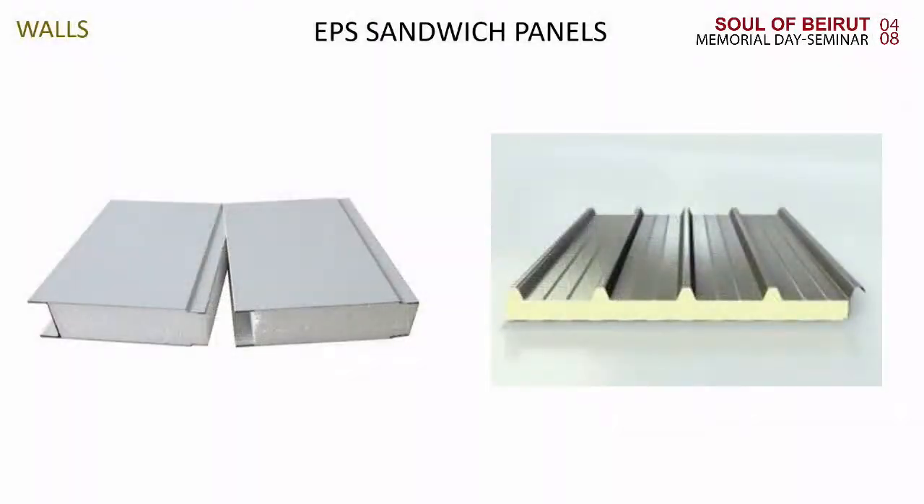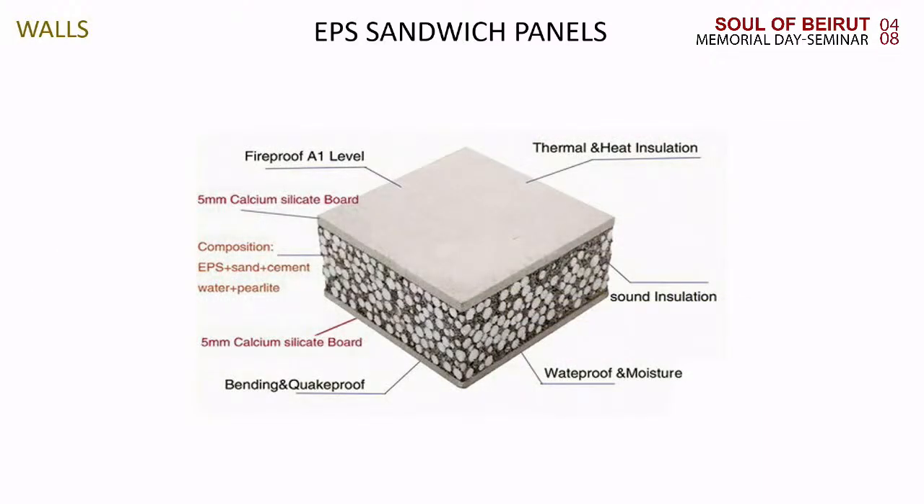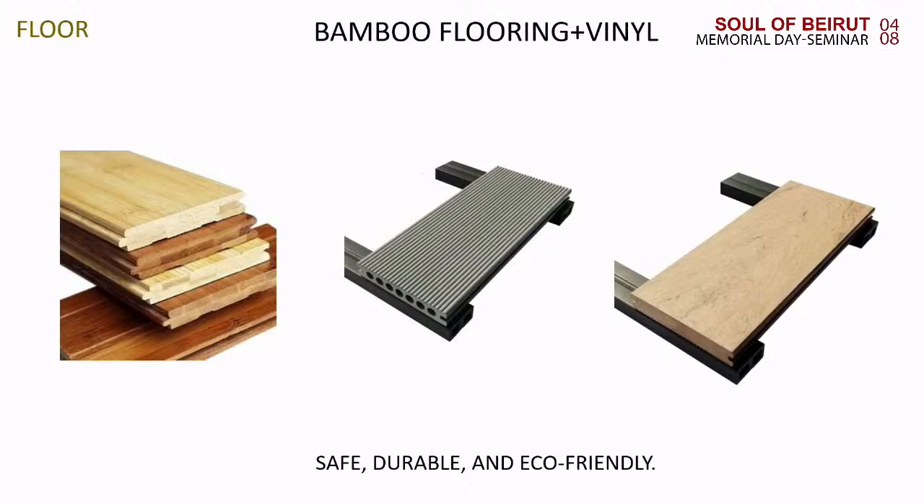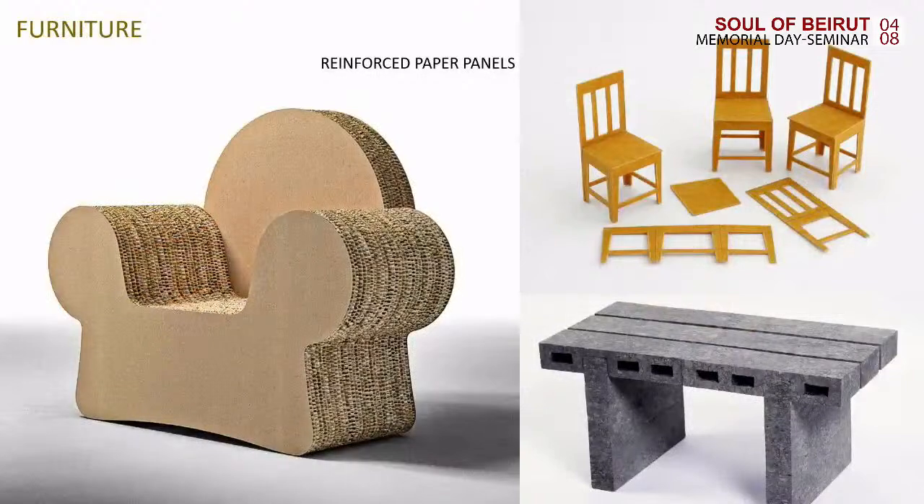As for the walls, we use these sandwich panels. These ones are used for the walls, and the right one here is used for the roof. What's really interesting about this material is that it's lightweight, it insulates perfectly, and it's cheap. It's an amazing material. We used bamboo flooring and vinyl for the flooring, since it's safe, durable, and eco-friendly. And for the furniture, we use reinforced paper panels.